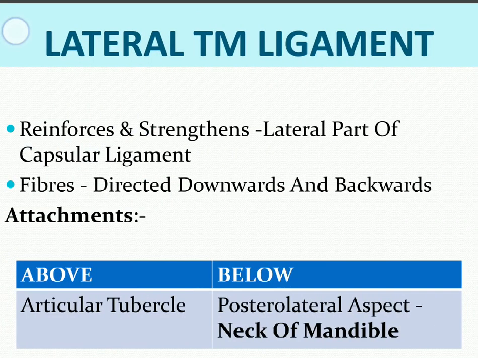Lateral temporomandibular ligament strengthens the lateral part of the fibrous capsule. So basically, the role of this ligament is that the fibrous capsule, which is already giving strength and stability to the joint, is further strengthened and reinforced by the lateral ligament. Its fibers run downwards and backwards. It is attached to the articular tubercle and below to the posterior lateral aspect of the neck of mandible.